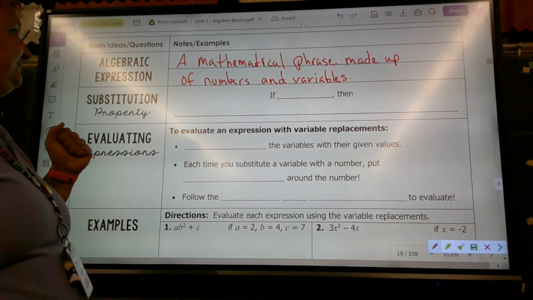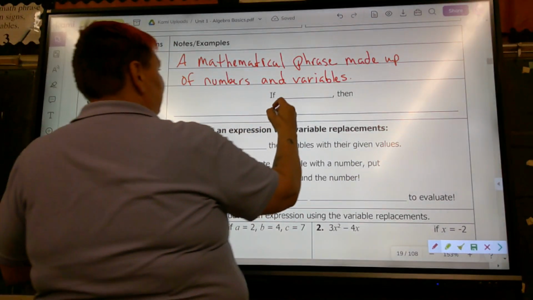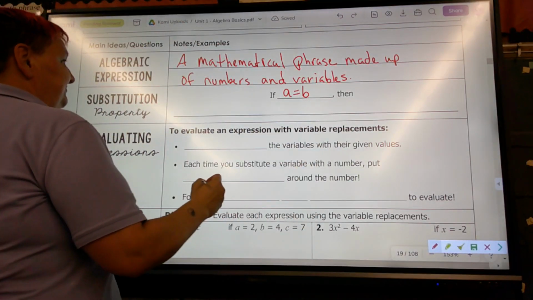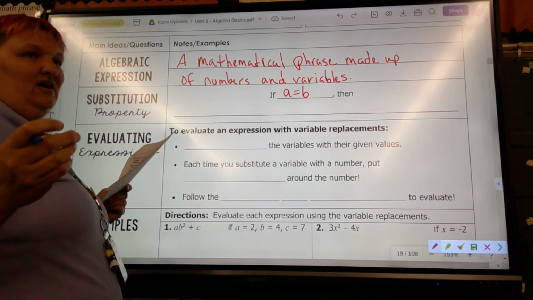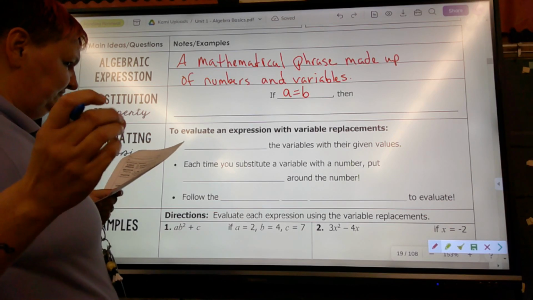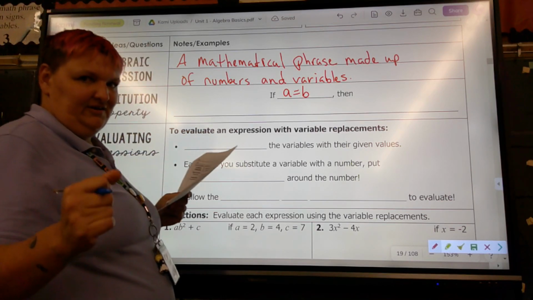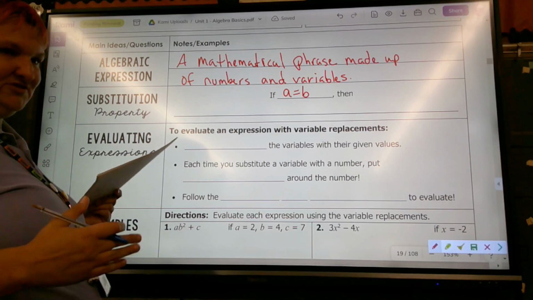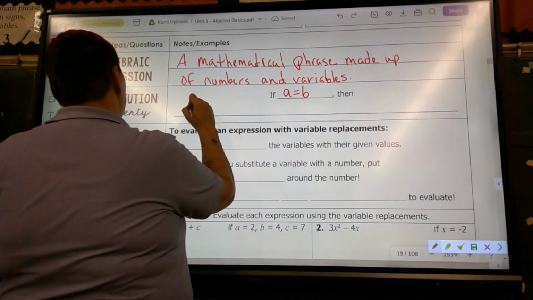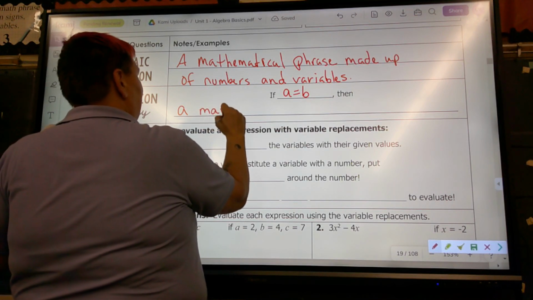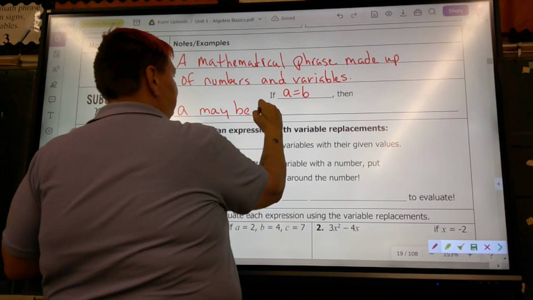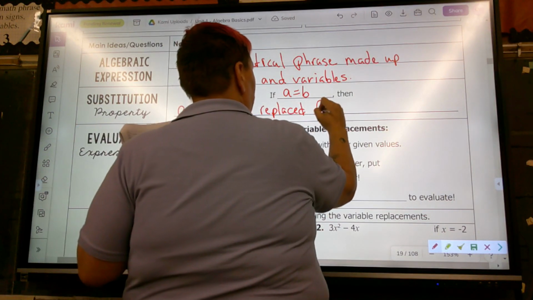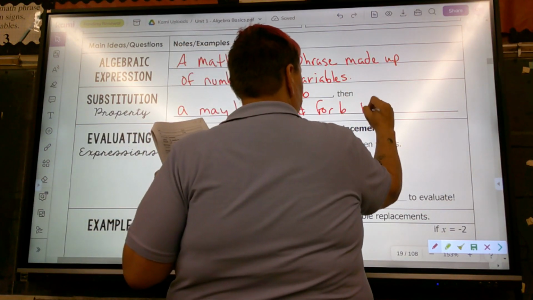Be careful. Substitution property says that if A equals B, remember this is one of our properties we talked about, we called it symmetrical property. It's the same thing. If A equals B, then A can be replaced with B, and vice versa. Then A may be replaced or substituted for B in any expression.